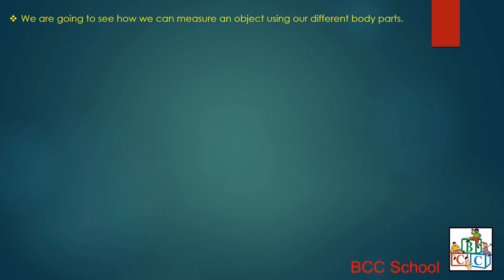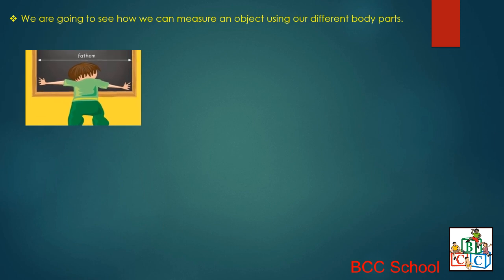We are going to see how we can measure an object using our different body parts. Do you know what body parts are? Yes, it's like our hands, arms, legs. So let's look at the first picture. Do you see a boy? This boy is trying to measure the blackboard using his arms. So you can measure an object by using your arms. All you have to do is stretch your arms. Great, we call that fathom. Fathom, fathom. So you have to copy this 5 times in your copybook.